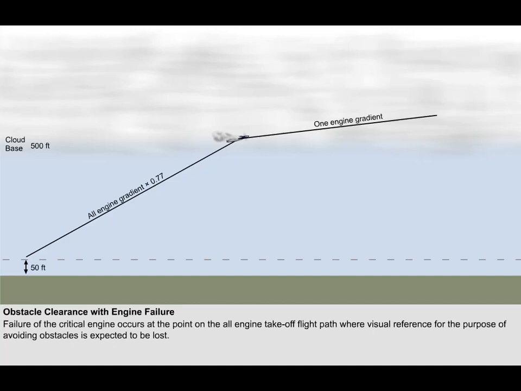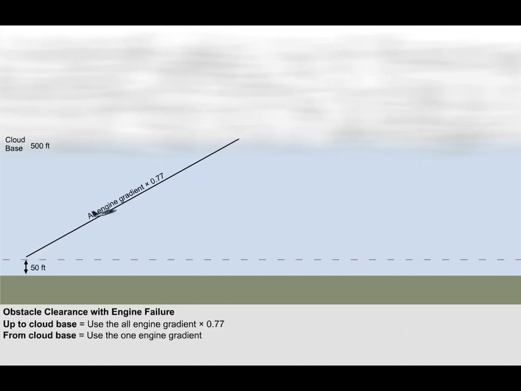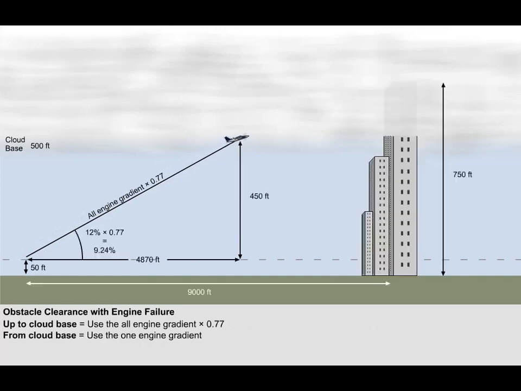In our example, let us assume the cloud base is at 500 feet. The aeroplane will climb at the all-engine gradient multiplied by 0.77 until cloud base is reached, as depicted on screen. However, at cloud base, the assumption is that the critical engine fails, and the gradient which must be assumed from this point is the one-engine inoperative gradient.